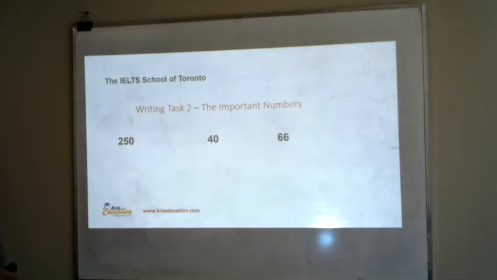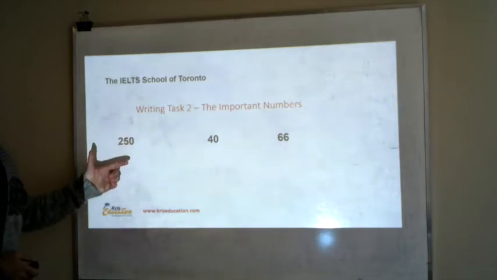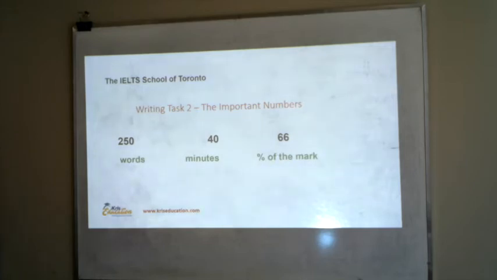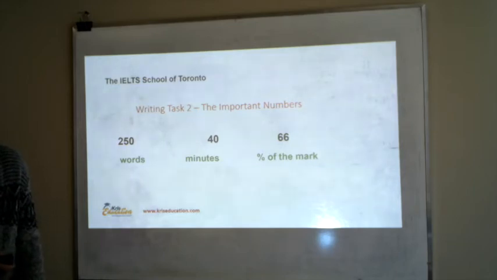First, before we talk about how to write the introduction of a discussion essay, let us see the important numbers in IELTS writing. First of all, you need to write a minimum of 250 words in the essay. The recommended time is 40 minutes and 66% is the weighting of your mark. So task 2 is much more important. It weights for 66% of your IELTS band score.